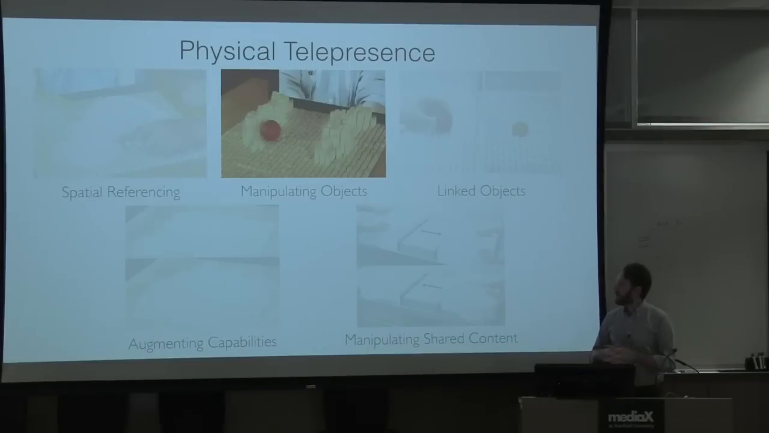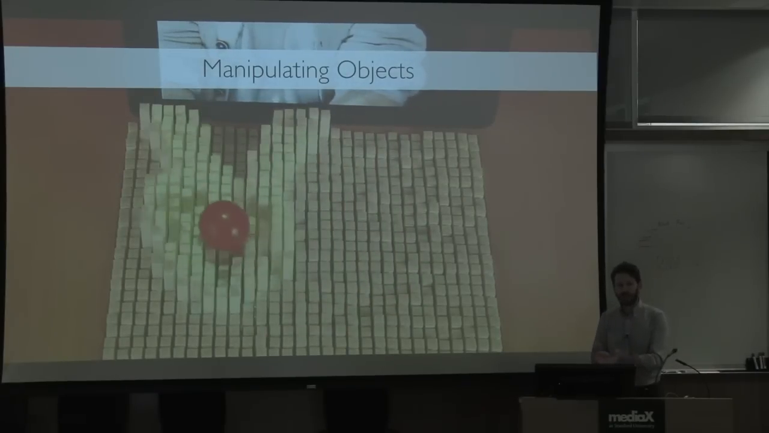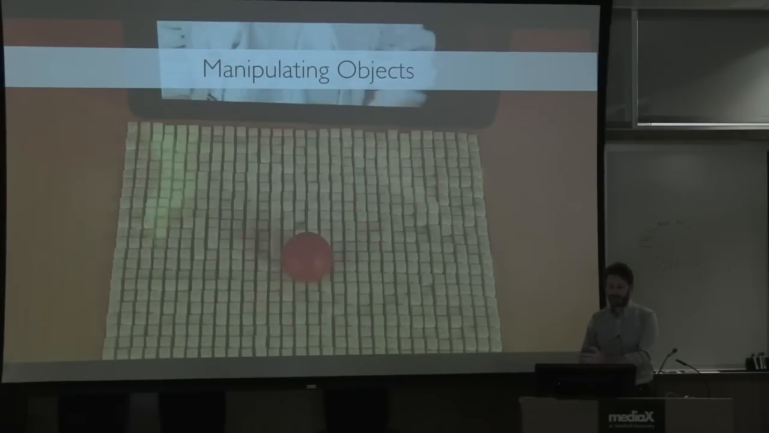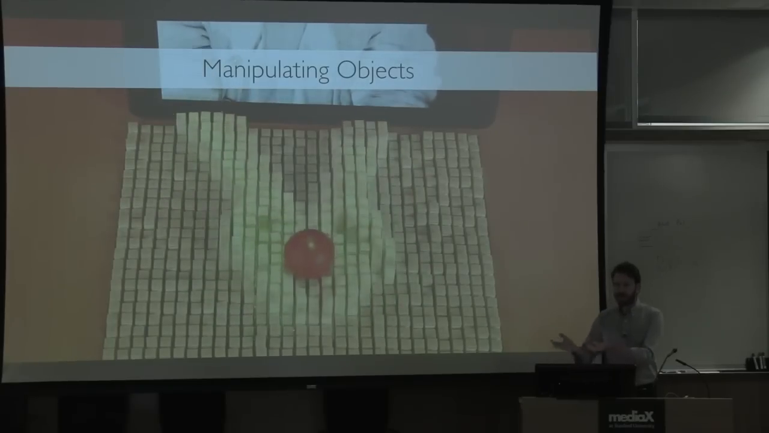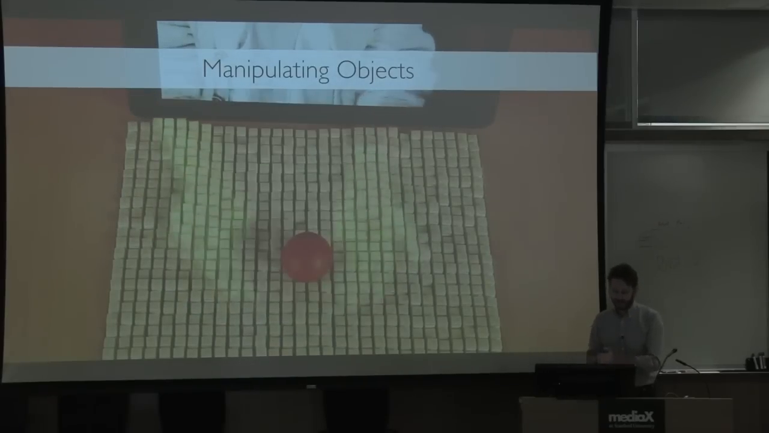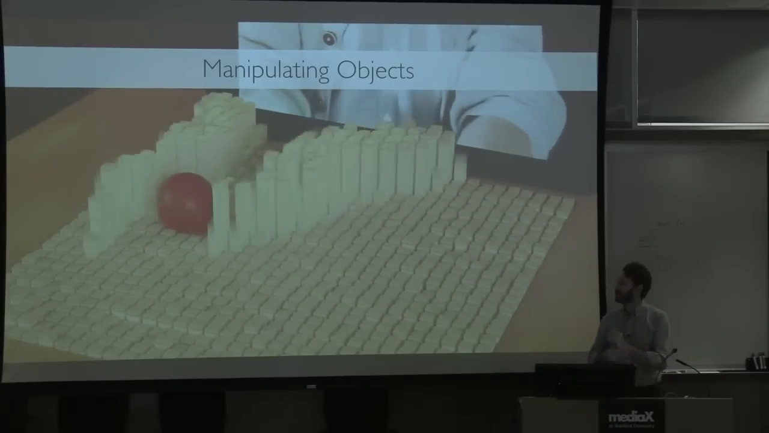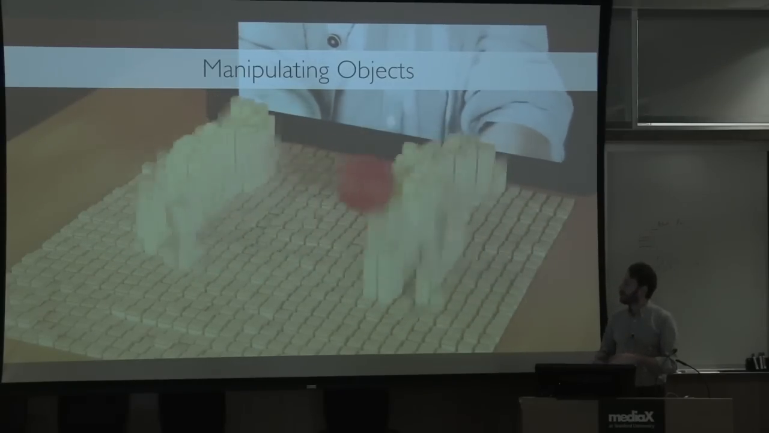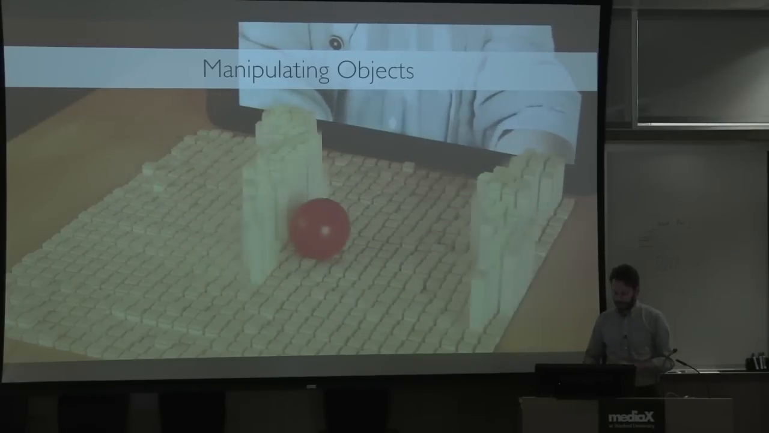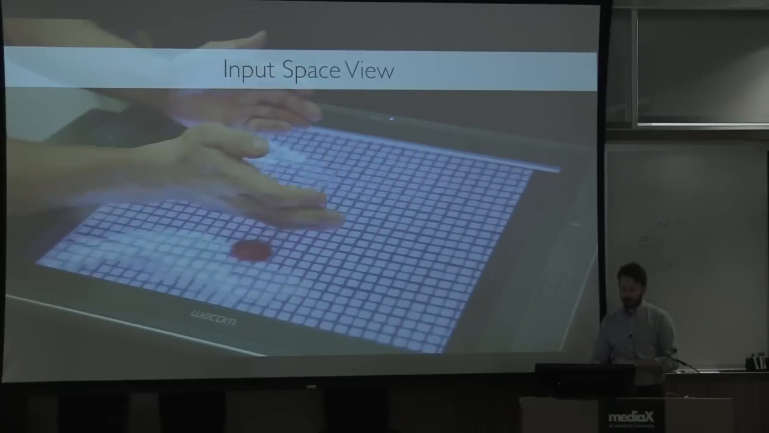So now, beyond spatial referencing, you can also physically manipulate objects at a distance. We can use this depth sensing camera to generate the physical geometry of the remote person. And because these pins are actually physical, you can now manipulate objects at a distance. This is a new type of telemanipulation that hasn't really been explored before. So you can start to move things around, and this is what you would see on the input space. The remote user sees this.